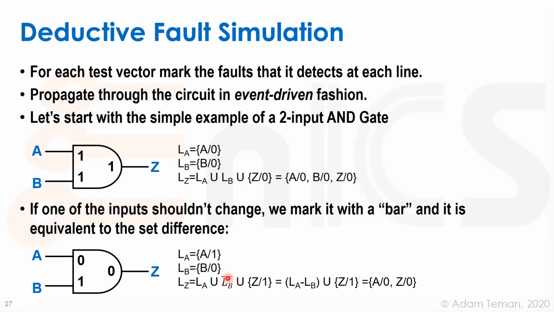So that is actually called the fault list A concatenated with the bar of the fault list B. The bar means that it doesn't change. So we want B not to change and A to change, and that has been shown mathematically to be just the fault list A minus the fault list B. So we look at A stuck at 1 minus the fault list B. We remove all of the faults that are in the fault list B from the fault list of A, and obviously there is no B stuck at 0 in this fault list, so it just equals the fault list A. And of course, we have to add to that the fault list Z. So in this case, this vector shows the fault list at the output is A0, Z0.